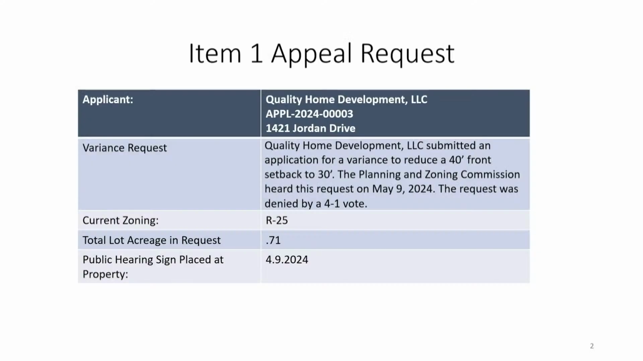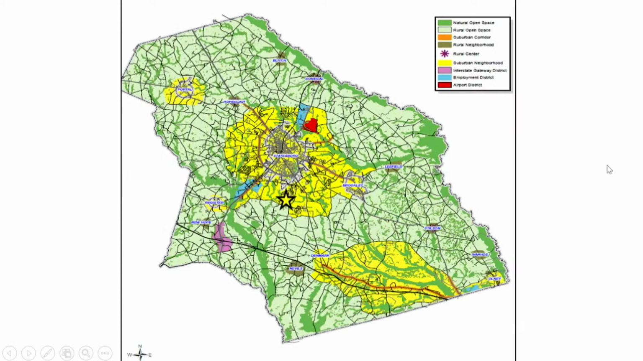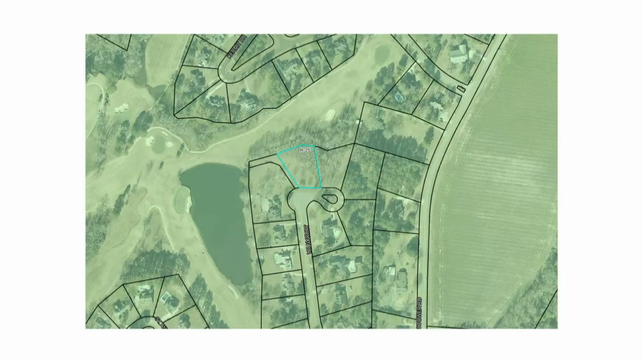All right. This is the general location of the property. It's just south of Statesboro, near the Georgia Southern Golf Course. This is the Meadow Lakes subdivision, again at the end of Jordan Drive. It's a corner lot, and the request to reduce the front yard setback stemmed from when the applicant built a single-family home on the lot.